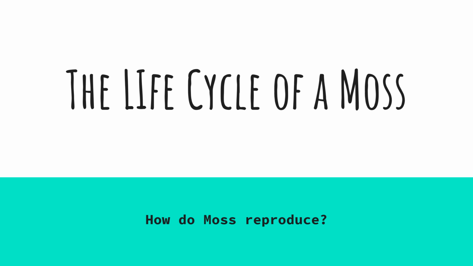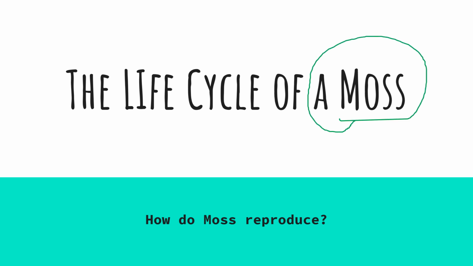Okay, so now that we know how angiosperms or flowering plants reproduce, today we're going to go to the other side of the classification chart and talk about how one of the non-vascular plants reproduces. And we're going to look specifically at the moss.